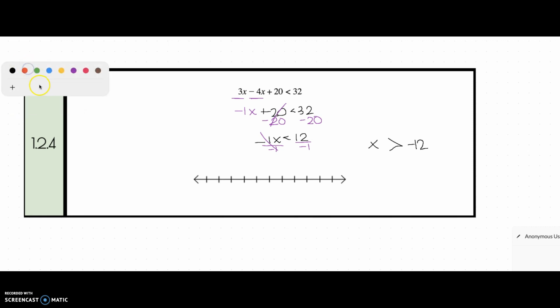So I want to look at, first, how to do my number line. So I want to start with my number in the middle. Since I got negative 12, I'm going to put negative 12 somewhere here. And then my bigger numbers go this way. So I have negative 11, negative 10, and so on. And my smaller numbers go to the left. So I have negative 13, negative 14, and so on.